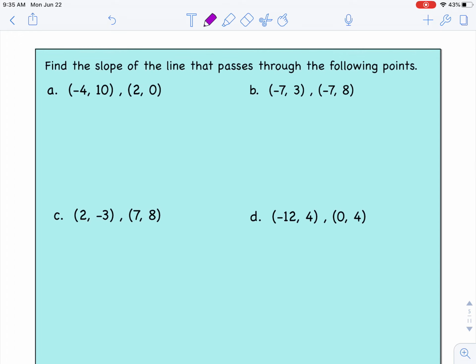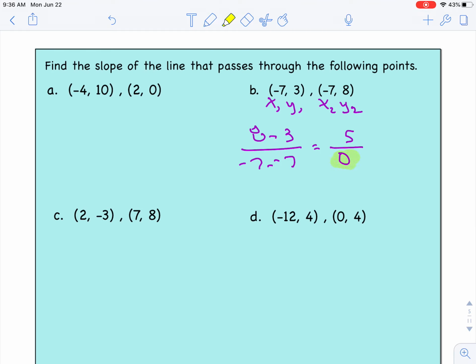Now it says find the slope of the line that passes through the following points. I'm not going to do all of these because I think this is something you're pretty good at. But let's go through at least one or two, and then you can go through the rest of the examples and check the notes. To find the slope of this line, I'm going to take 8 minus 3 over -7 minus -7. That gives me 5 over 0. I don't leave my slope like that though, and you can't divide by 0.